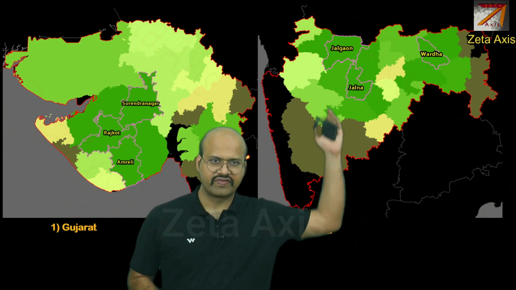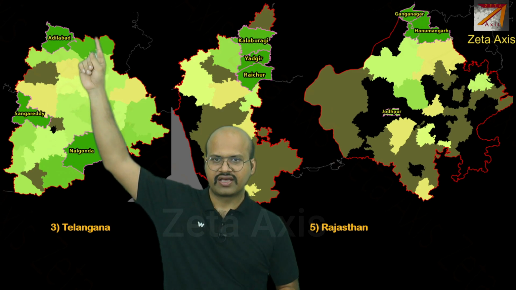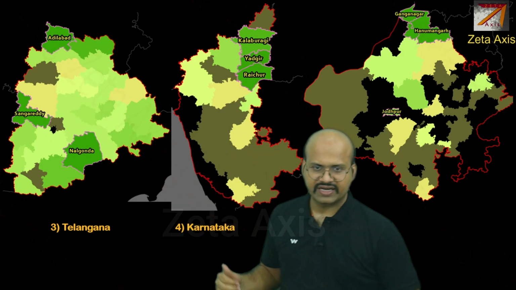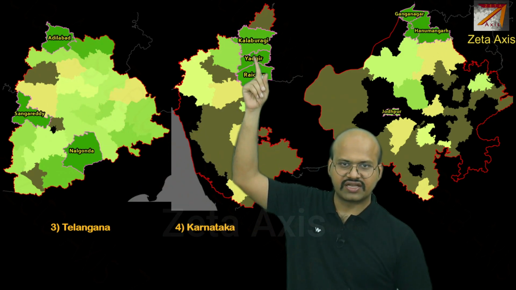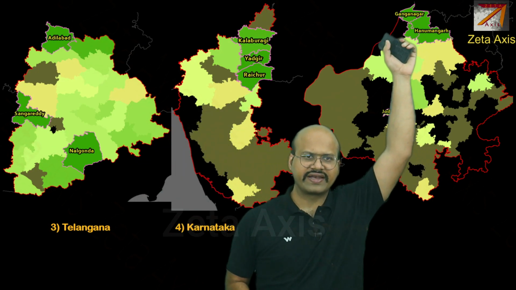Then in Maharashtra, we have Jalgaon, Jalna and Wardha. In Telangana, we have Nalgonda, Sangareddy, and Adilabad, while in Karnataka, we have Raichur, Yadgir, and Kalaburagi. In Rajasthan, we have Jodhpur, Hanumangarh, and Ganganagar.